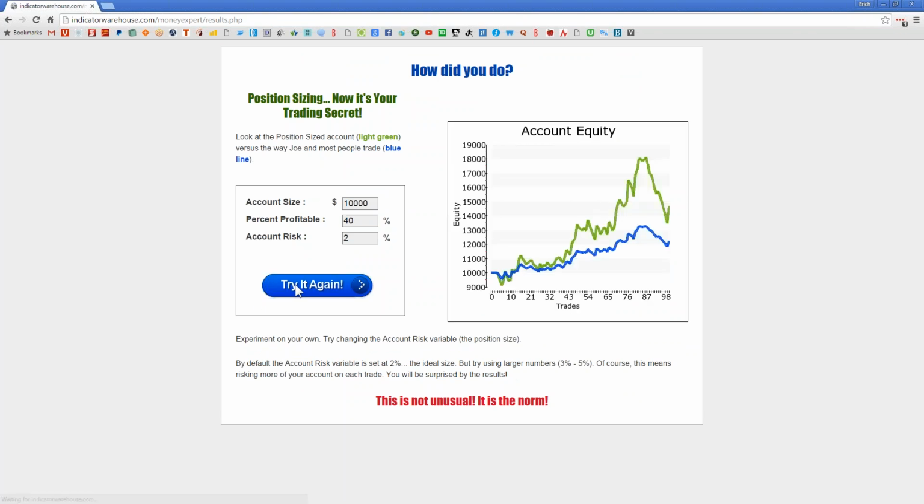Let's try it again, though. Oh, look at this. Isn't this interesting? Joe starts with $10,000, wins a few, loses a few more, but he still manages to finish with about $12,000. Not shabby considering he's running a 40% win ratio. But look at what we did. We started with $10,000 and we actually finished with about $14,500. So again, even though we are losing more often than we are winning, we are still doing better than just trading a onesie. I hope this is a little bit of an eye-opener because I cannot overemphasize how important this is.